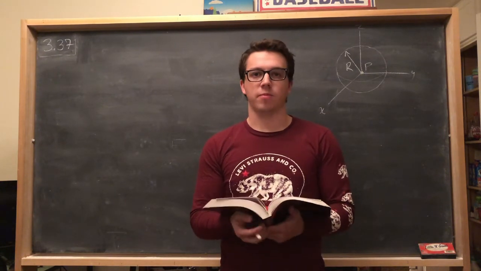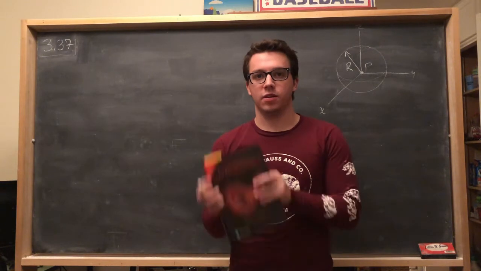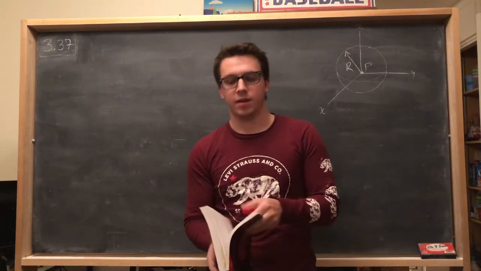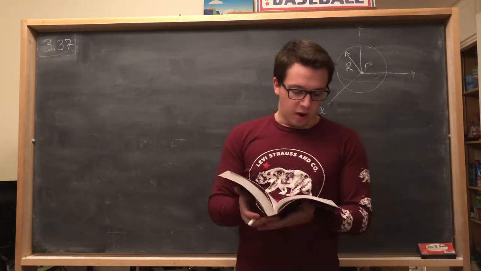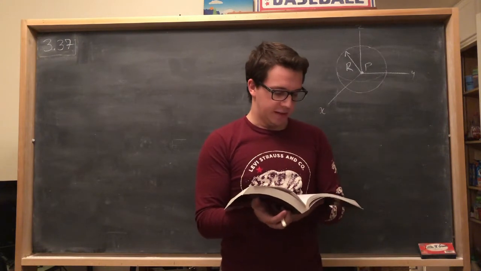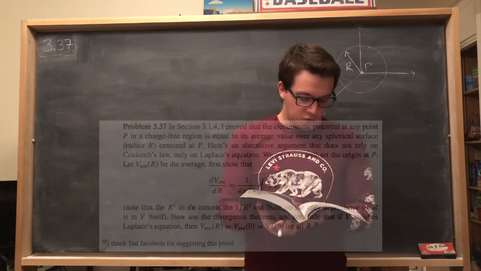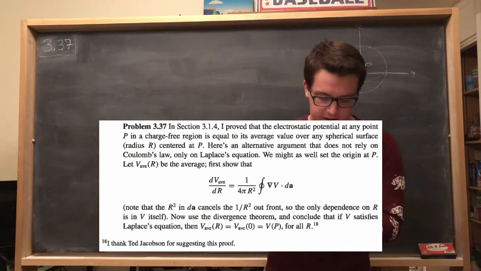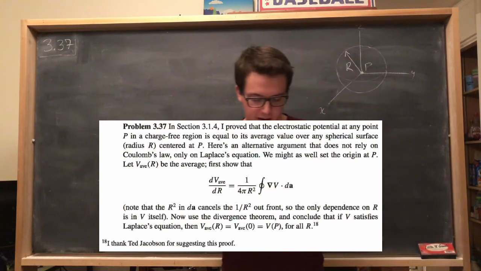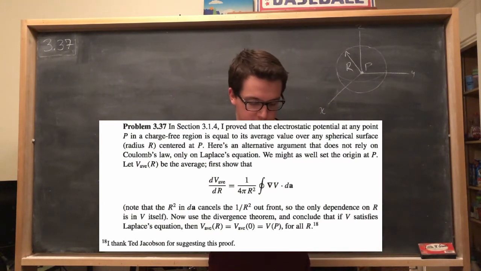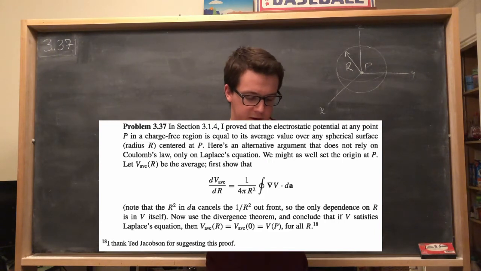Today we will be doing problem 3.37 in Griffiths Intro to E&M. And problem 3.37 says this. In section 1.4, I proved that the electrostatic potential at any point P in a charge-free region is equal to its average value over any spherical surface, radius r, centered at P. Here's an alternative argument that does not rely on Coulomb's law, only on Laplace's equation.